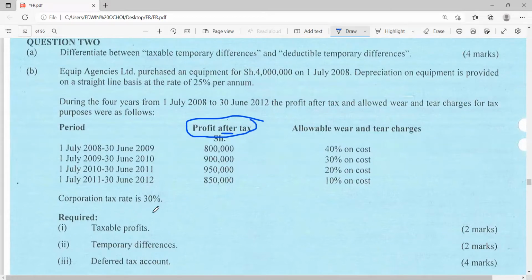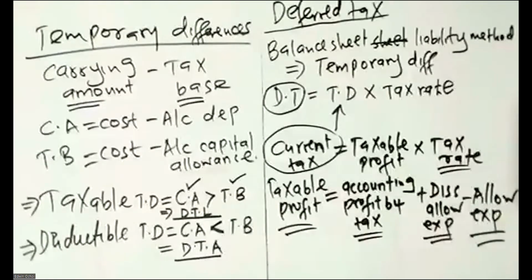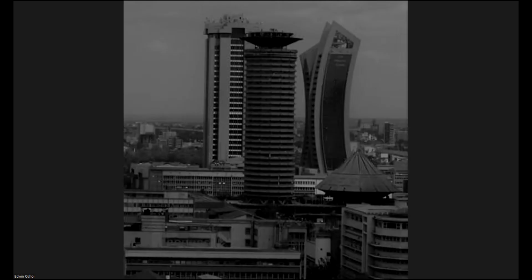They are giving you the corporation tax rate. What are they asking? Taxable profits, temporary difference, and deferred tax account. How do you get the taxable profits? You have the formula. That is what you apply.